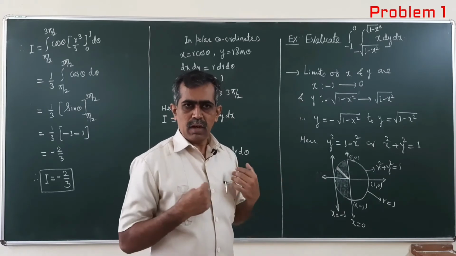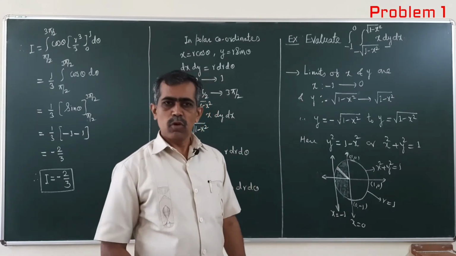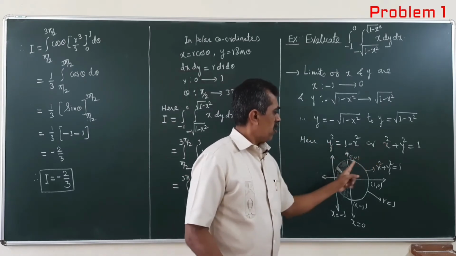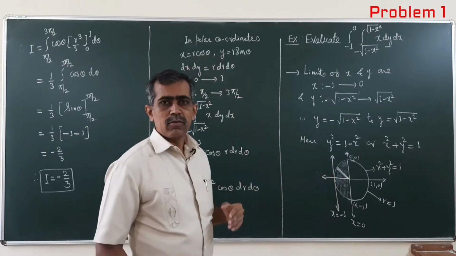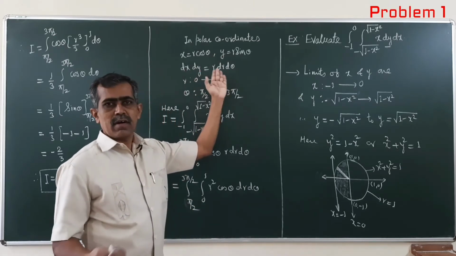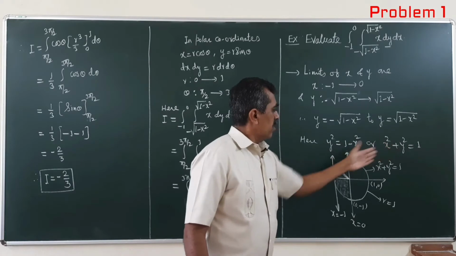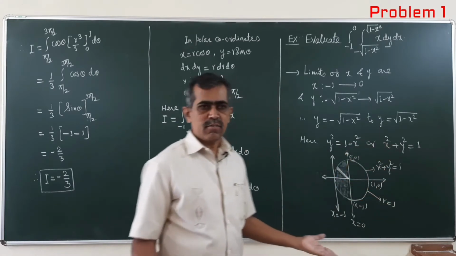If it is a part of a circle, I should go for a change of variable to polar coordinates, so that the calculation will become easy. As it is a part of a circle, I choose polar coordinates. In polar coordinates, x = r cos theta, y = r sin theta, dx dy is r dr d theta, and the circle's radius is 1, so the equation of the circle is r = 1.